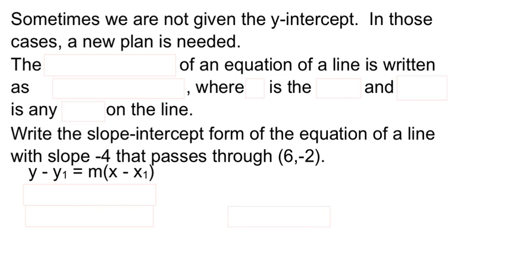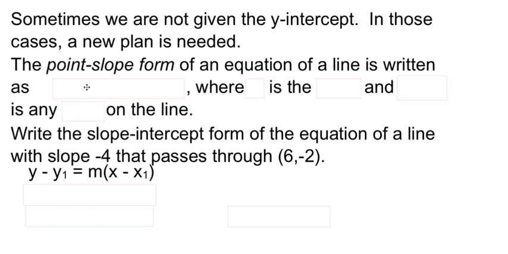Now that's all well and good if we know where the y-intercept is. If we don't know the y-intercept, we need a new plan. And we have a couple of options. We have a couple of different ways we can go. The one I prefer is called the point-slope form of the equation. And the name tells you exactly what you need. You need a point and you need a slope.